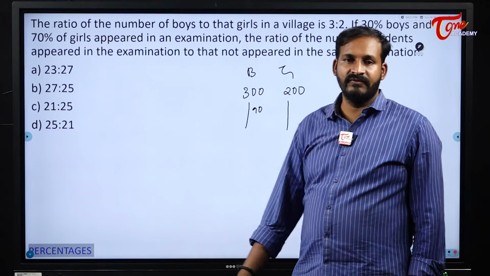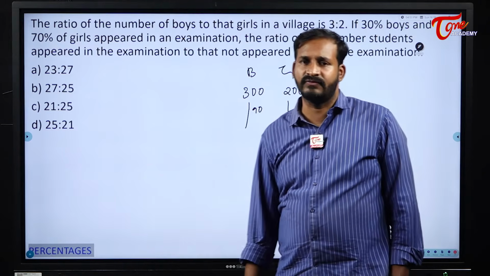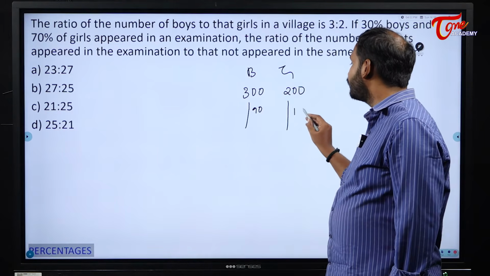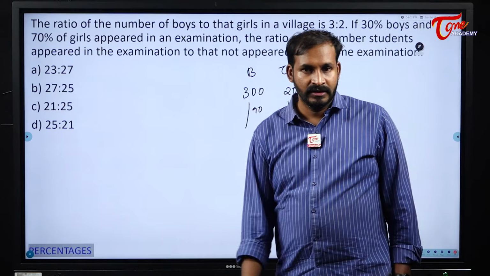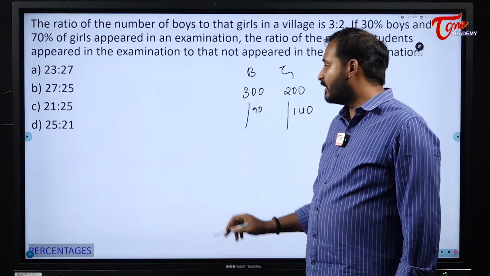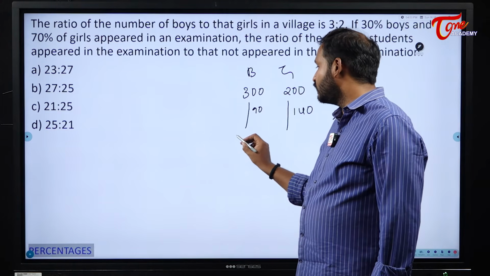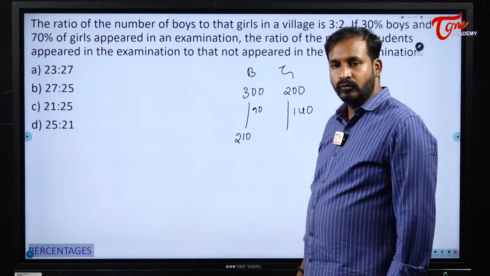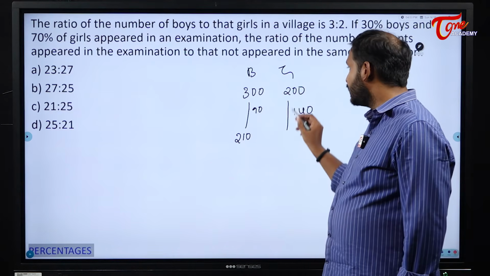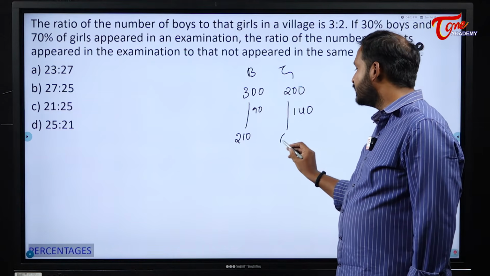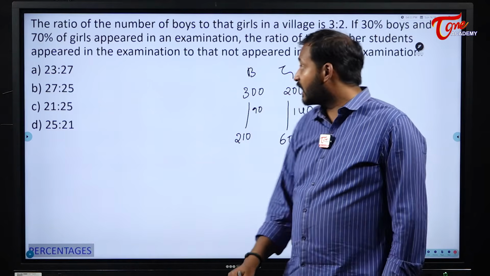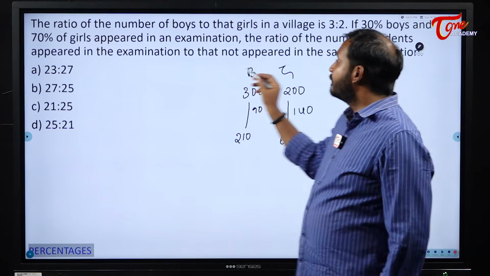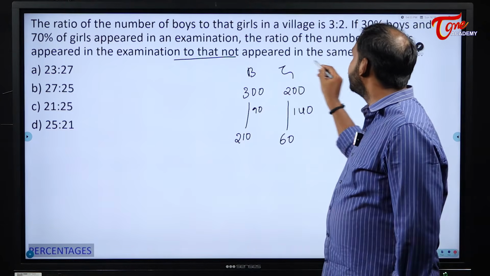And 70% of girls, what is 10% of 200? 20. 70% will become what for us here? 140. So out of 300, if 90 appear in the examination, how many will not appear? 210 will not appear in the examination. And similarly, how many girls will not appear in the examination? 60.